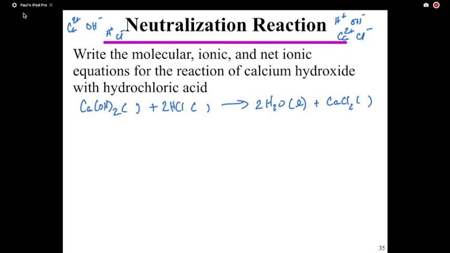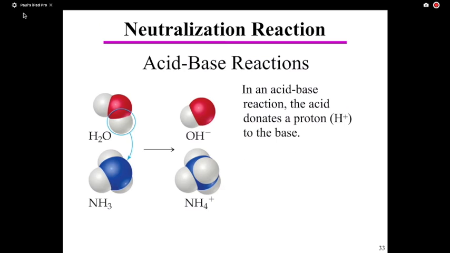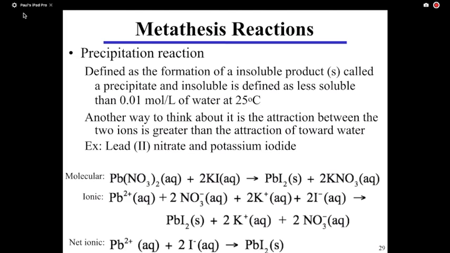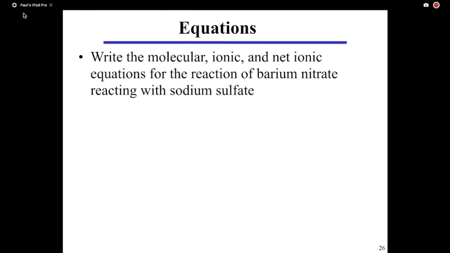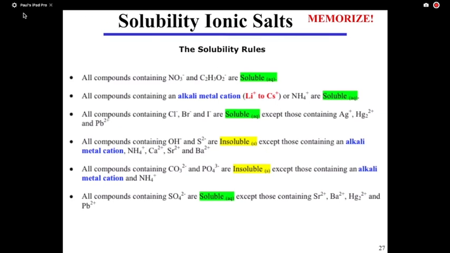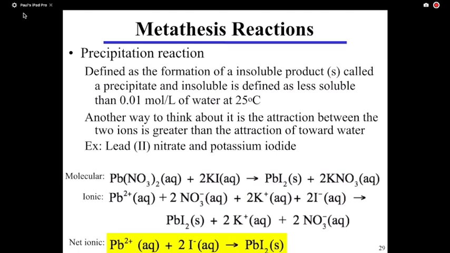Now, I've got to decide if they are aqueous, solids, liquids, or gases. I've already labeled the water for you. Now, how do I do this? Well, I have to memorize things. So let's go back. There's a chart. All right, we had calcium hydroxide. So right here, all hydroxides are insoluble except for those that contain alkali metals, ammonium, or calcium, strontium, and barium. So it's supposed to be solid except for those, so it is aqueous.